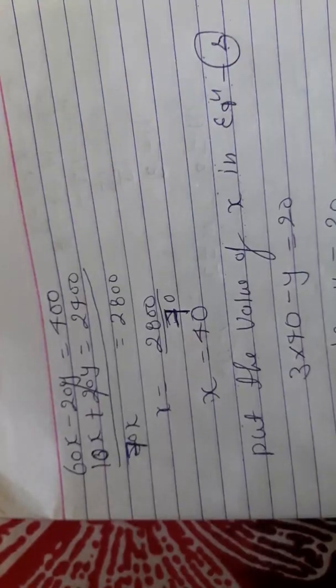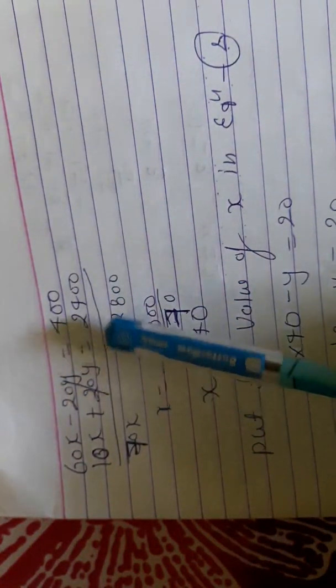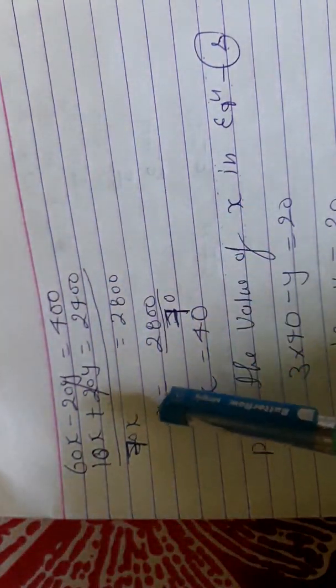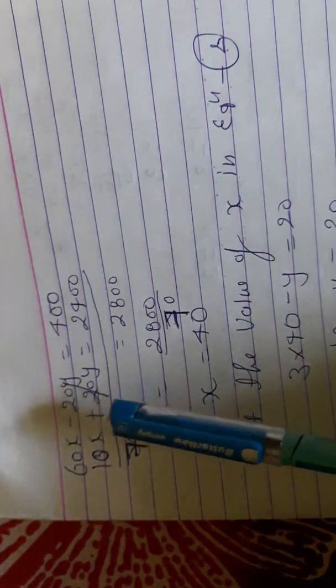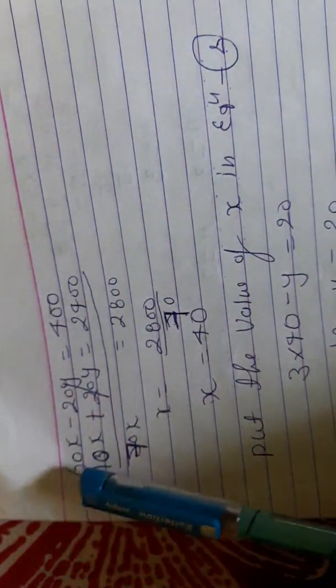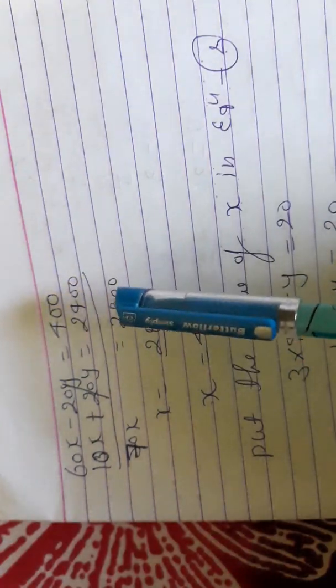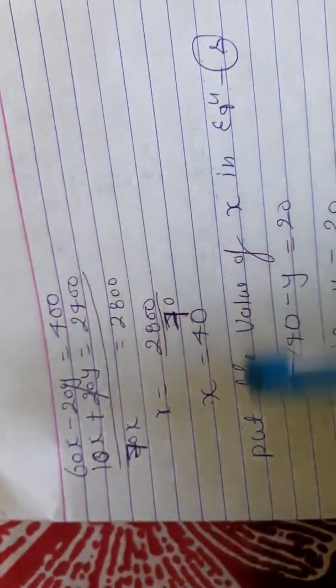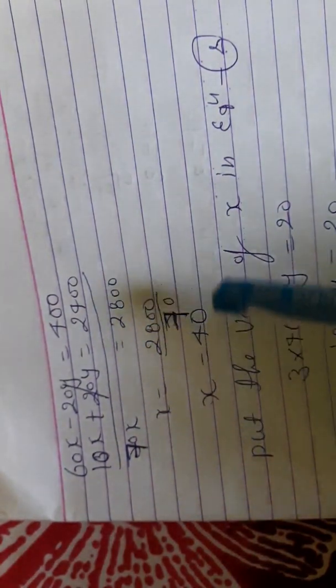Now the value of y in equations 1 and 2 is numerically equal. We can solve equations first and second: 60x minus 20y is equal to 400, and 10x plus 20y is equal to 2400. The signs are already positive and negative, which means we will add. The y will be cancelled, and we add the x terms: 60 plus 10 is 70x, and 2400 plus 400 is 2800. So 2800 upon 70, x is equal to 40.